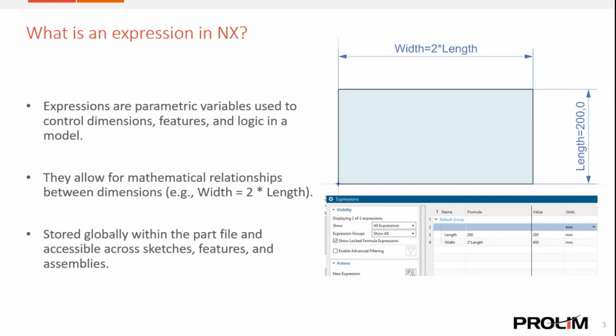And so this will allow you to maintain a highly parametric and intelligent model that can adapt with minimal manual updates. And the formulae work very similar to how you would set up an Excel spreadsheet to do calculations. So you can see like width equals 2 asterisk length, which is another variable that I have. And on the right side, I have a photo of what expressions look like in NX.